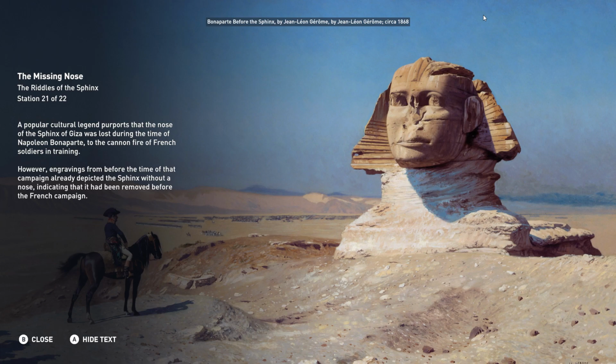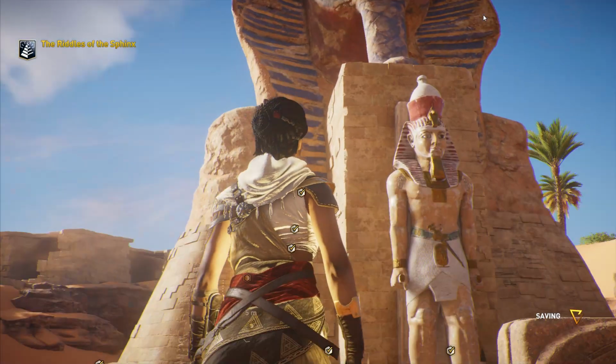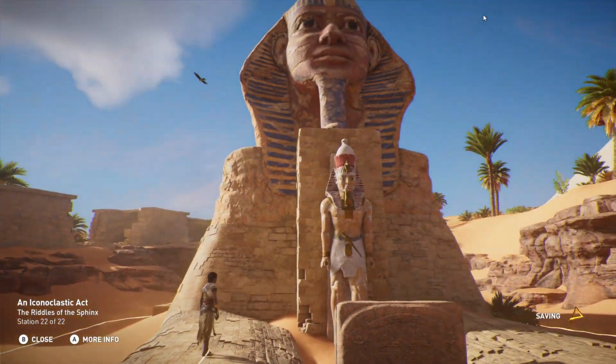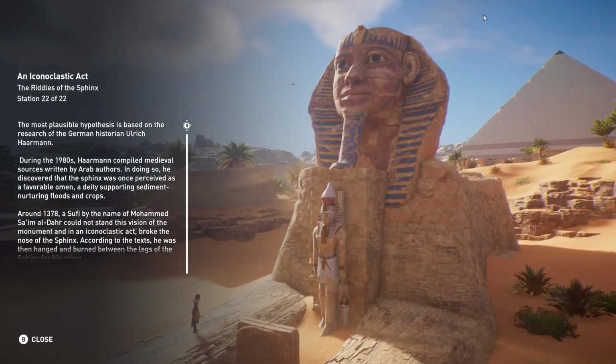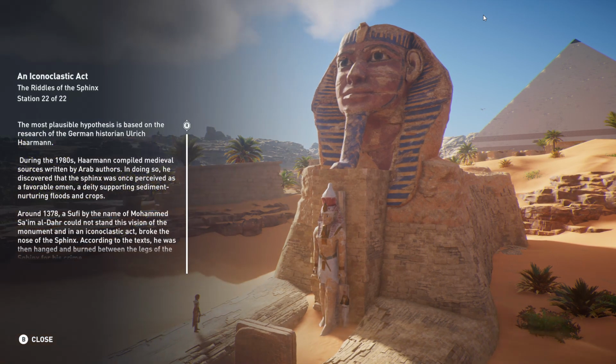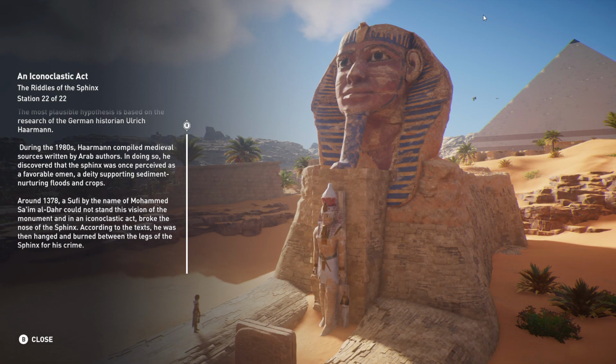However, engravings from before the time of that campaign already depicted the Sphinx without a nose, indicating that it had been removed. The most plausible hypothesis is based on the research of the German historian Ulrich Haarmann. During the 1980s, Haarmann compiled medieval sources written by Arab authors. In doing so, he discovered that the Sphinx was once perceived as a favorable omen, a deity supporting sediment-nurturing floods and crops.